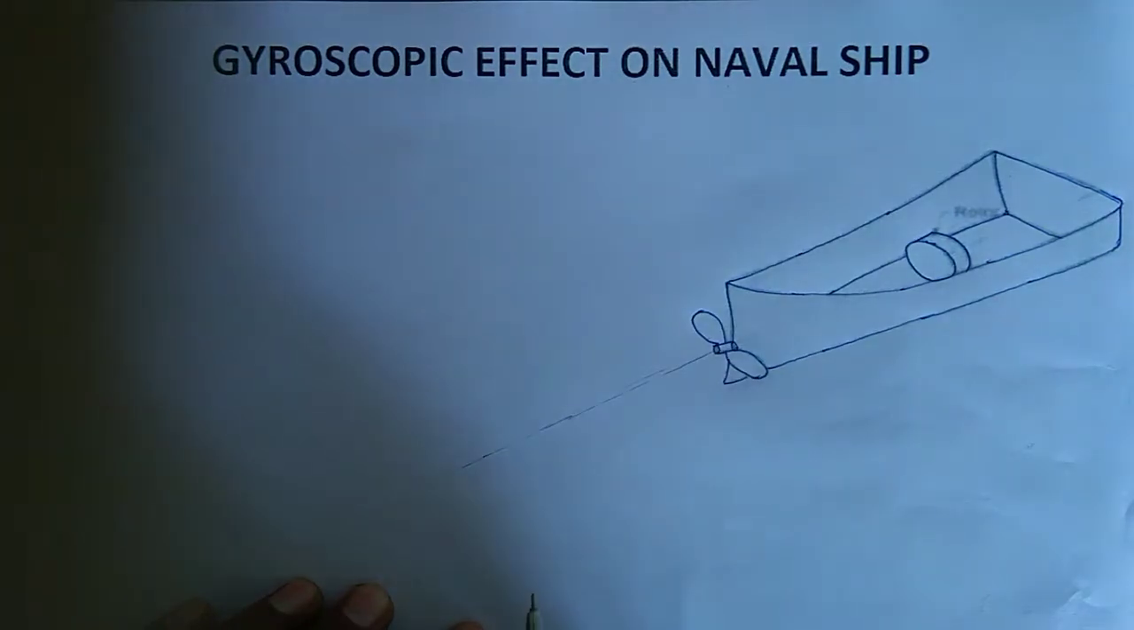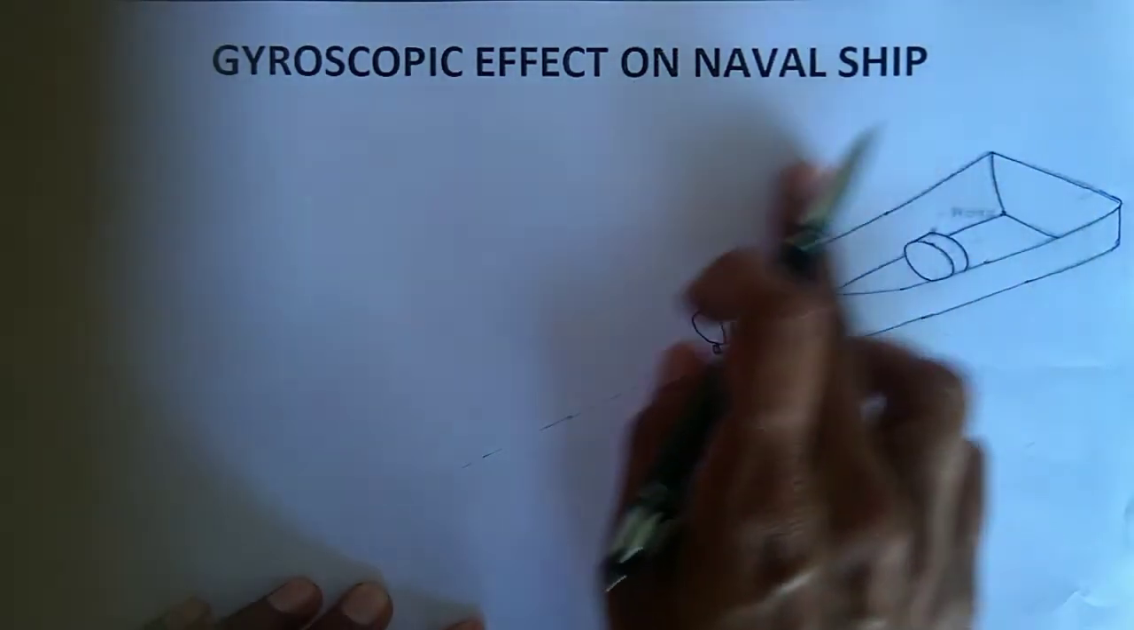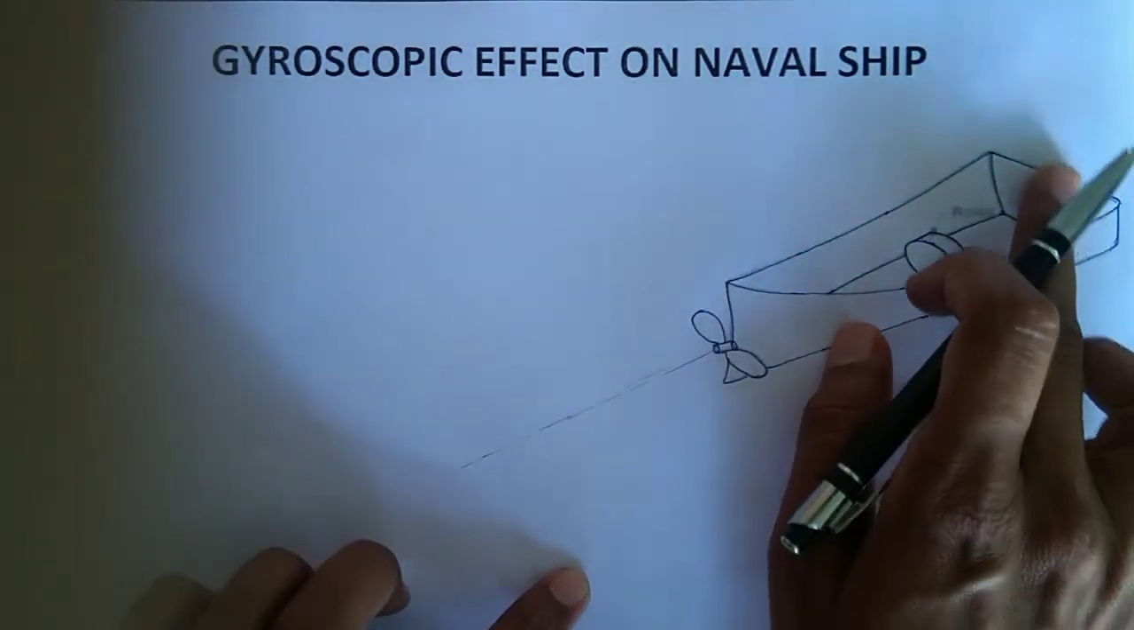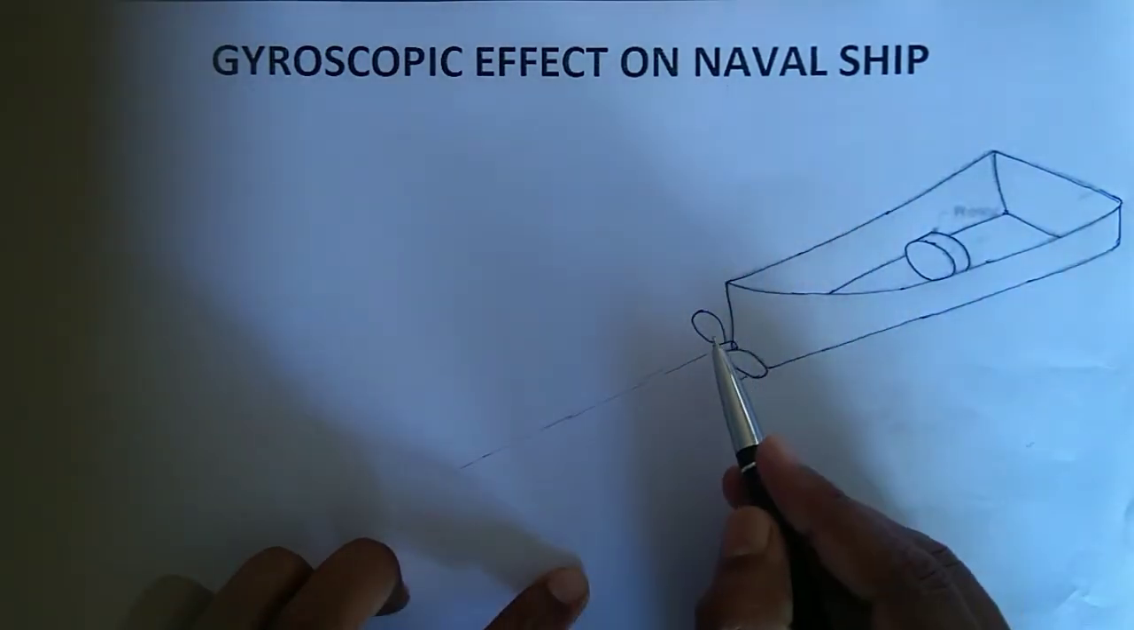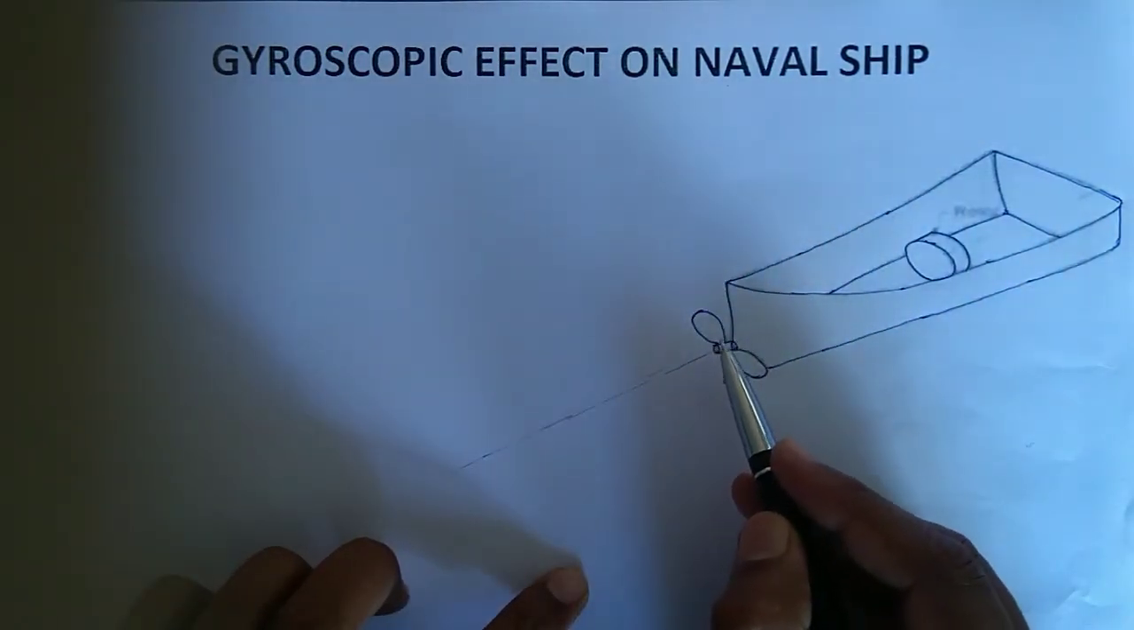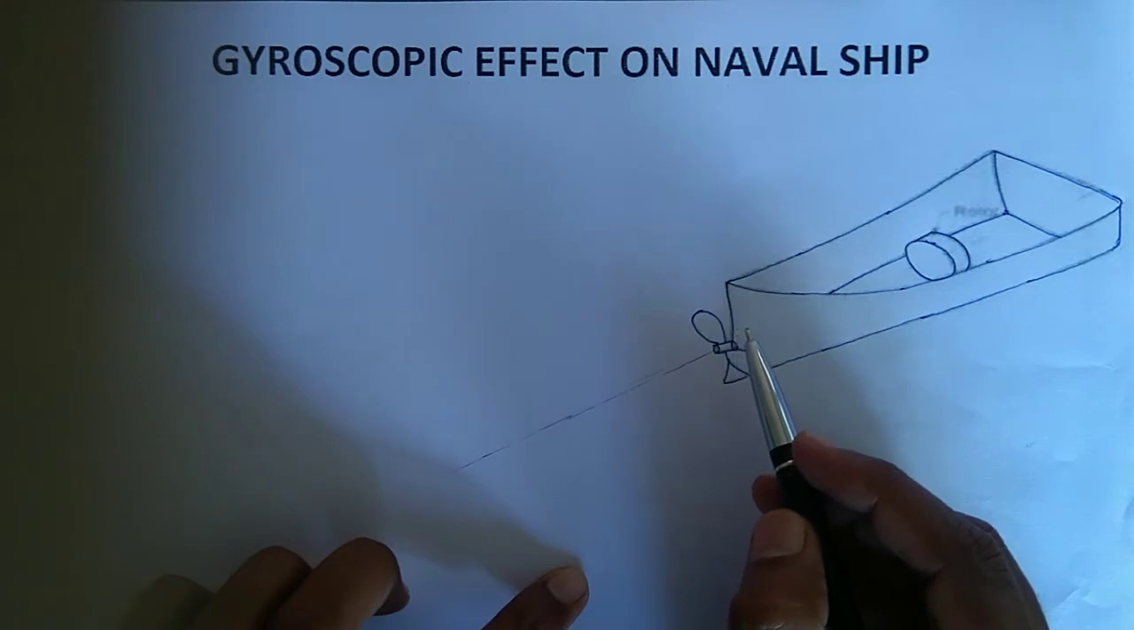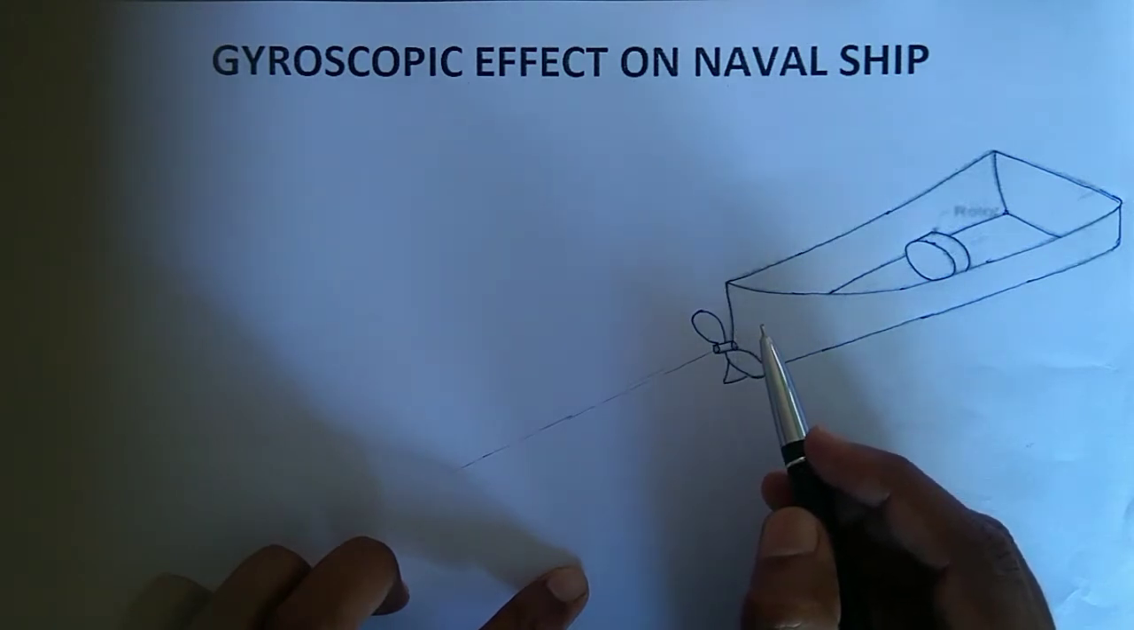Today we are going to discuss the gyroscopic effect on a naval ship. So let us start. Here we have considered one ship. This is the rotor of the ship. Now let us consider some terminology used for a ship.